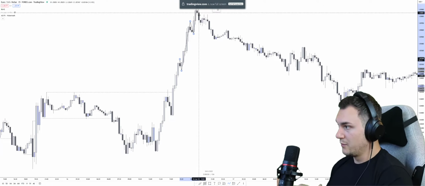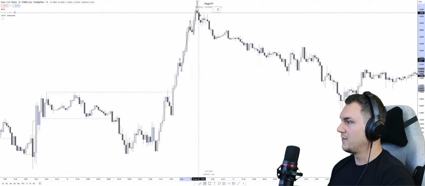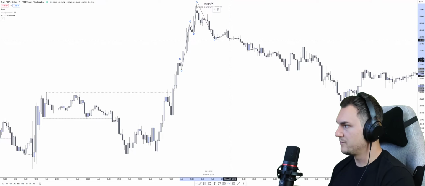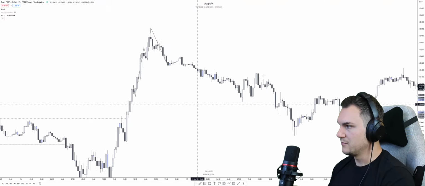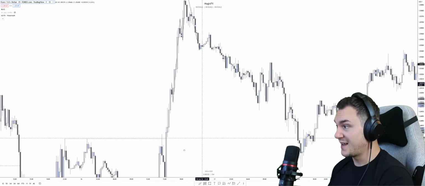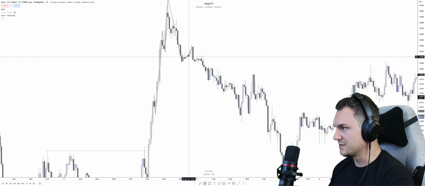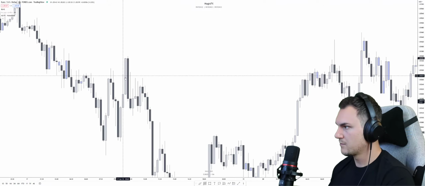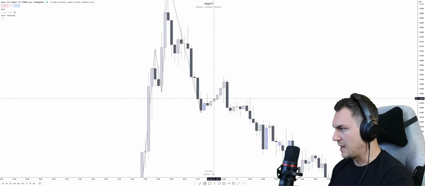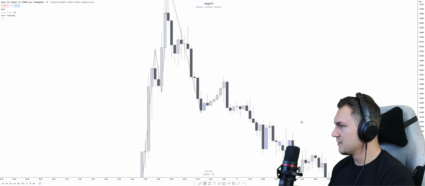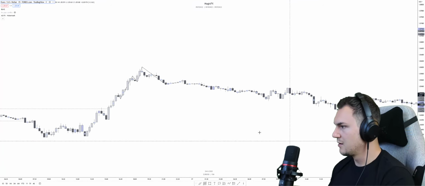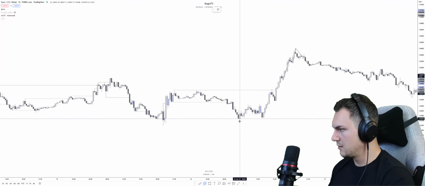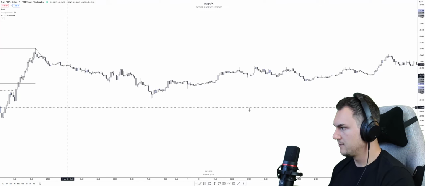So if we're looking for a change of character, our first point of substructure would be here, and then we get a break of that. Once that is broken, what we're waiting for is a cemented low after that, which we get here, because you can see this candle closed above the candle to its left. Okay, so now we're forming substructure between the overall swing low and swing high.